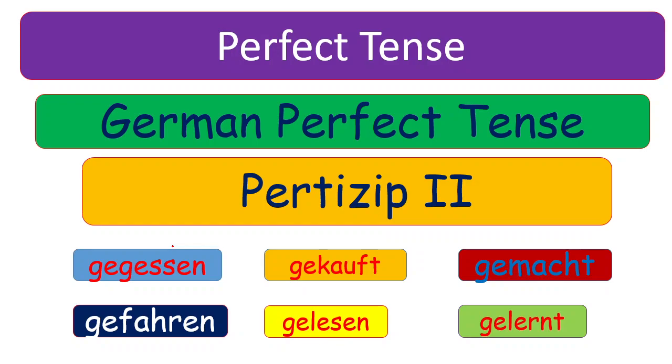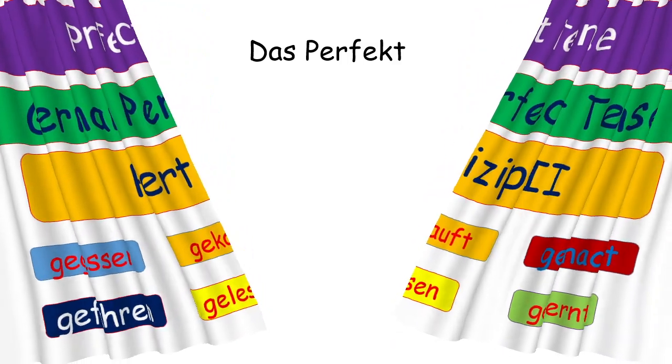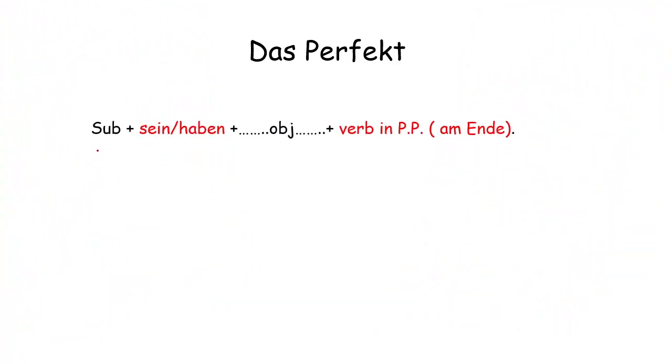In today's lesson, we learn about the perfect tense in the German language. The sentence structure for perfect tense is: subject, sein oder haben at the second position, conjugated with the subject, then whatever we have in the sentence, and at the end, the verb in PP. So here are the two things that we need to learn: which verb we have at the second position, sein oder haben, and how we make any verb into PP.